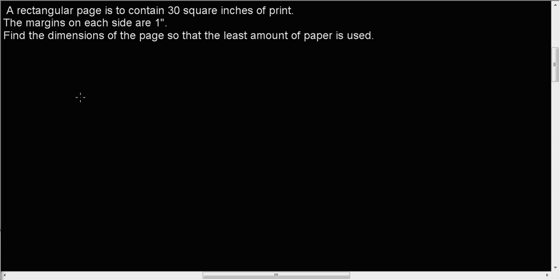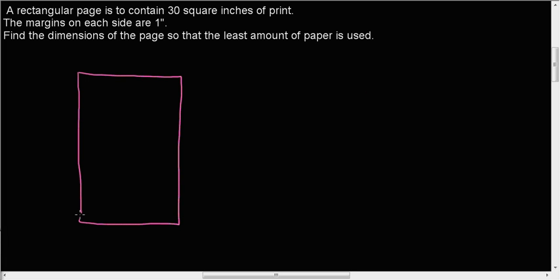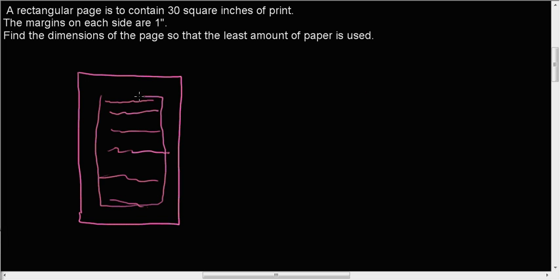Keep in mind, again, anytime you can, you're going to be wanting to draw a picture. And so if we draw a picture, then we have a piece of paper. I don't know what the dimensions are, but it is rectangular. The words on the page are rectangular. And so if we write a bunch of stuff down, then we have a consistent, not according to my drawing, but we have a consistent 1 inch margin all around.